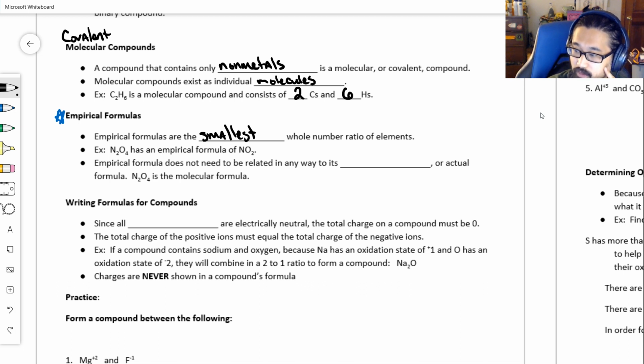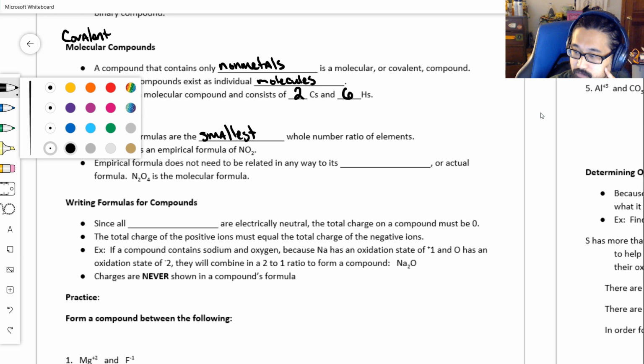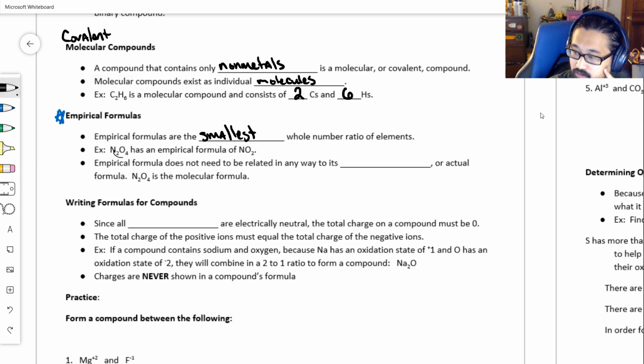elements. So N2O4, if you look at this, I'll go back to my small one. This 2 and this 4, right? You can divide both of them by 2, and you end up getting this, right? NO2, that's N1O2, right? So I took those numbers and I reduced them down. Take the greatest common factor, divide by it, and you can get it to reduce.